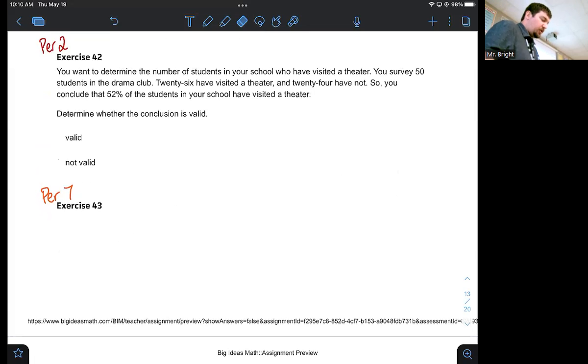It says you want to determine the number of students in your school who have visited a theater, not a movie theater, but like a play. You survey 50 students in the drama club. 26 have visited the theater and 24 have not. So you conclude that 52% of the students in your school have visited a theater. By the way, 26 people out of 50 does equal 52%. So the math was done correctly.